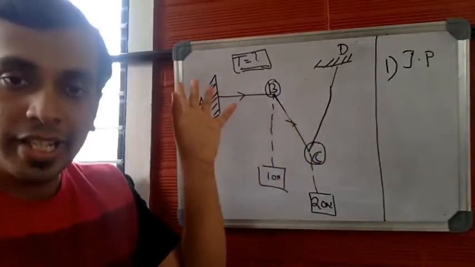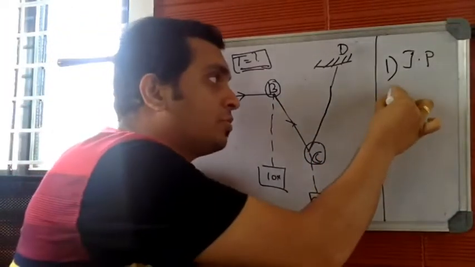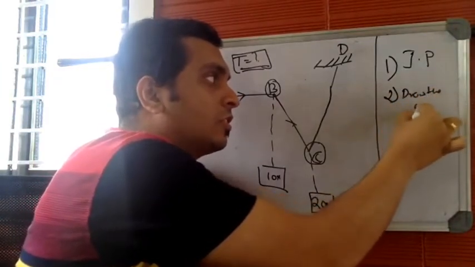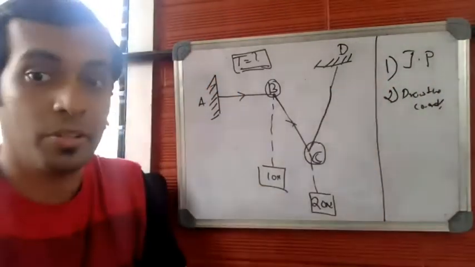Now, once you identify the junction points, step number 2 is to draw the coordinates with respect to the junction points.